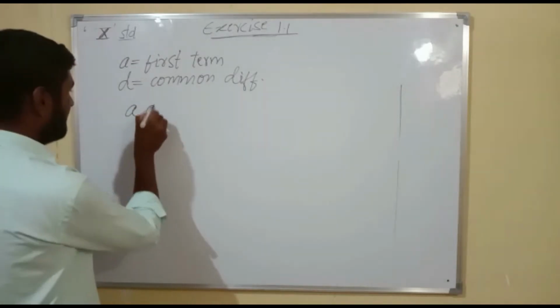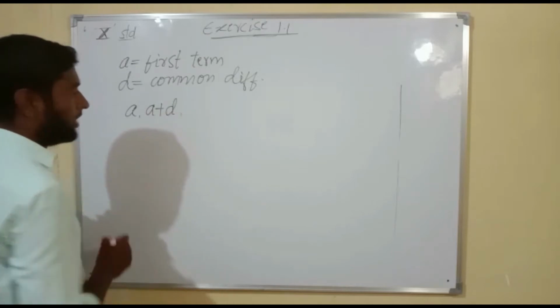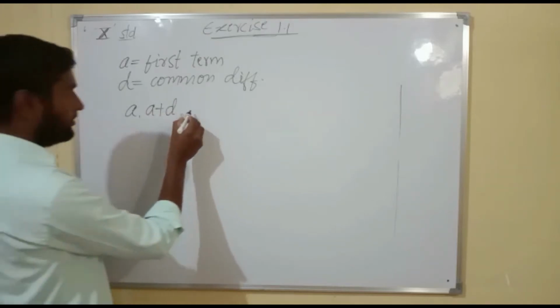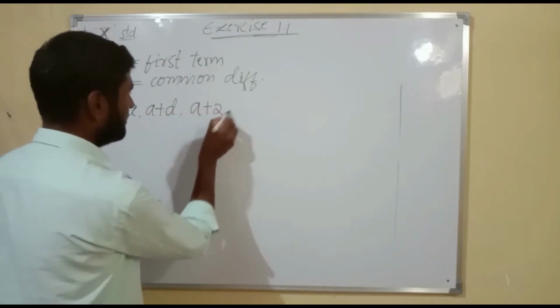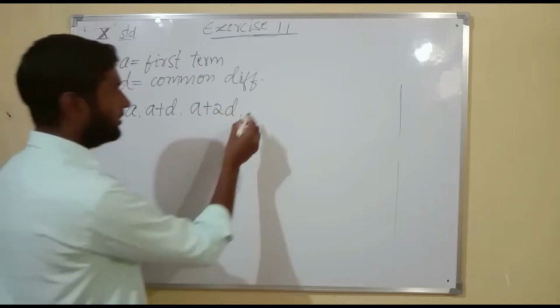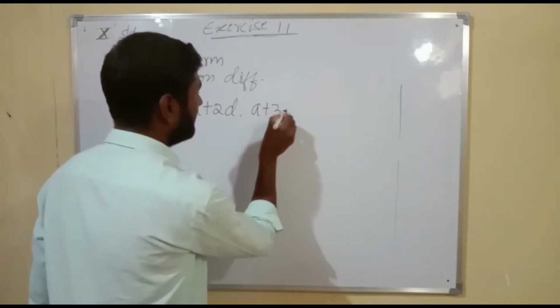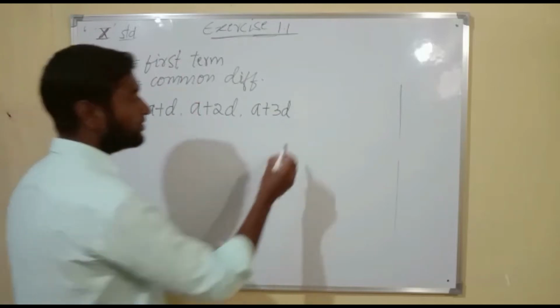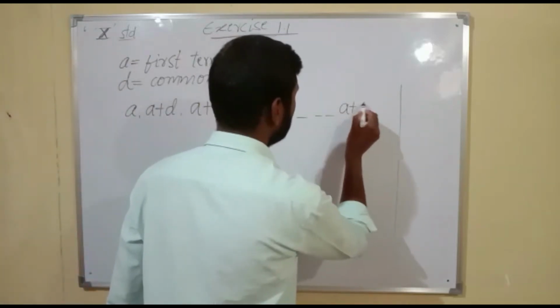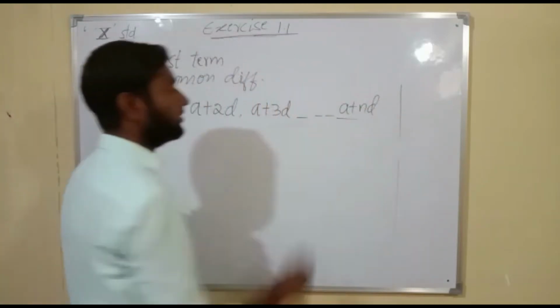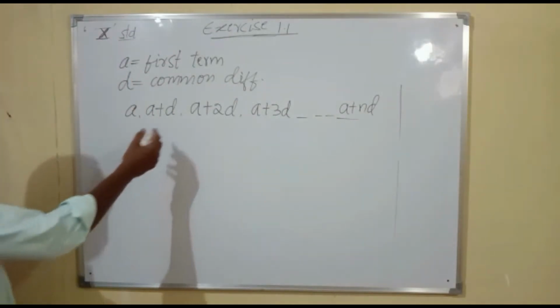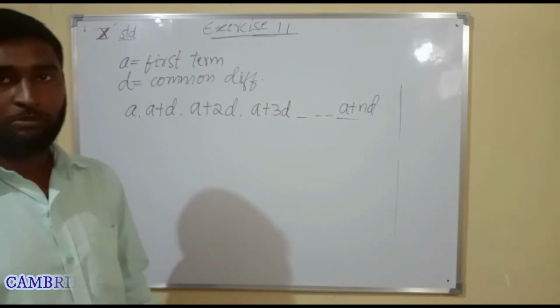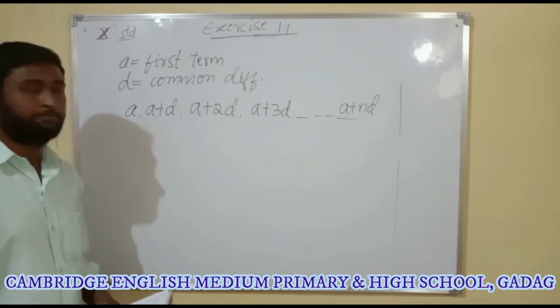A plus D, and to get the third one we add again: A plus 2D, then A plus 3D, and so on up to A plus nD. This will be the nth term. This is called the general form of an arithmetic progression. Yesterday we studied that.